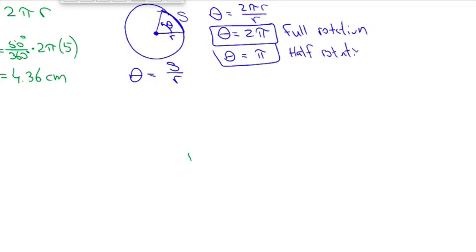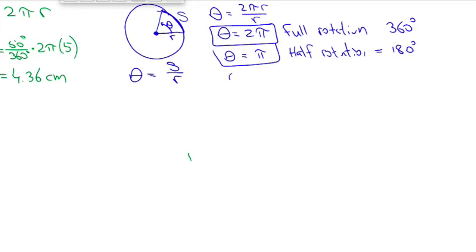Oh, I forgot to say. What's a full rotation in degrees? 360 degrees. Half rotation? 180 degrees. So when I say 2 pi as a measure of an angle, it's the same thing as 360. If I say pi, it's the same thing as 180.